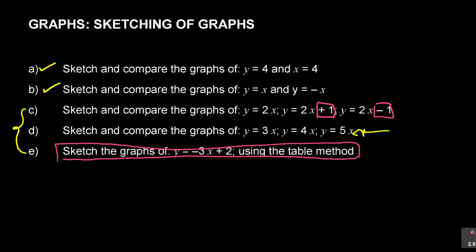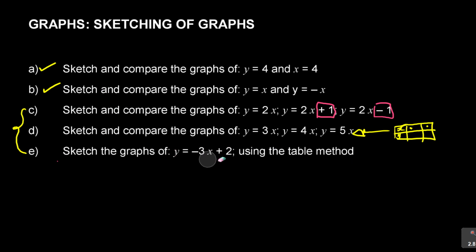And then after comparing them, you use the same concept. You get two values. Remember I told you, you've got your x and your y. And then those values must be far apart from each other. Then you're going to join them. Are you with me? The one I want to focus on is E here, which says sketch the graph of y is equal to minus 2x plus 2 using table method. So I want to answer that for you, because that's what they're going to ask you in an exam.